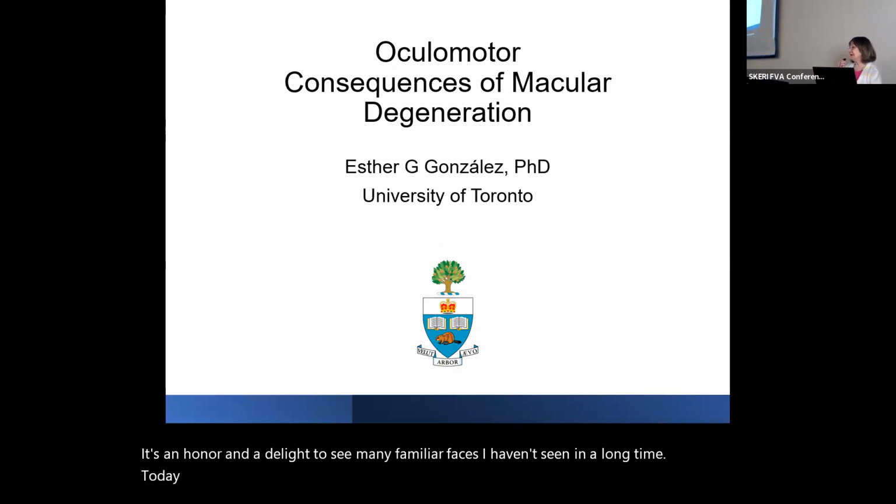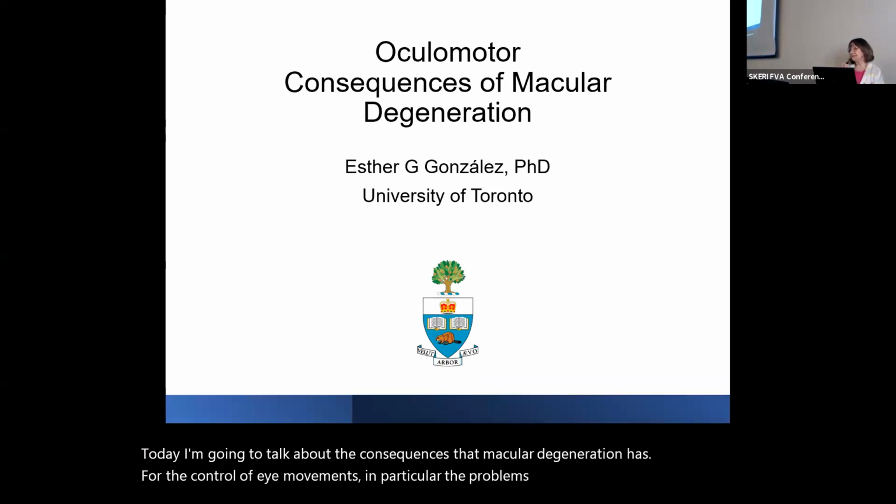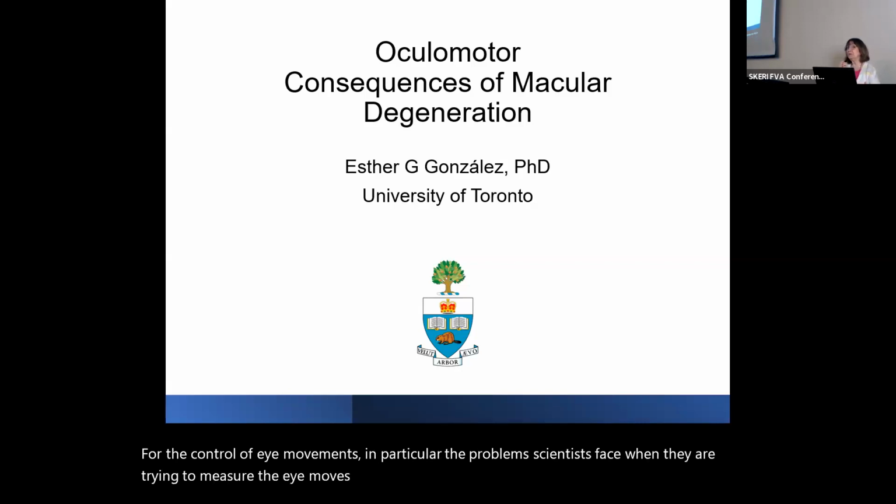Today, I'm going to talk about the consequences that macular degeneration has for the control of eye movements. In particular, the problems scientists face when they are trying to measure the eye movements of people with central vision loss.